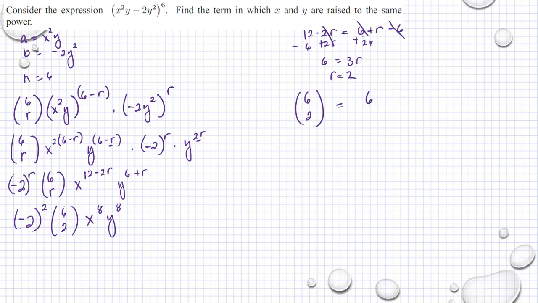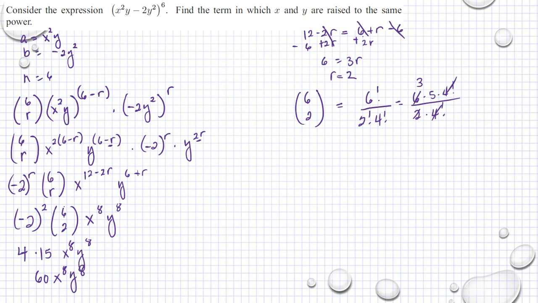6 taken 2 is 6 factorial over 2 factorial, 4 factorial. And we have 6 times 5 times 4 factorial divided by 2 times 4 factorial. Then we have 15. And we have negative 2 raised to 2, that's 4, multiplied by 15, x raised to 8, y raised to 8. Yes, that's 15. Then we have 60 x raised to 8, y raised to 8. I hope I did right.